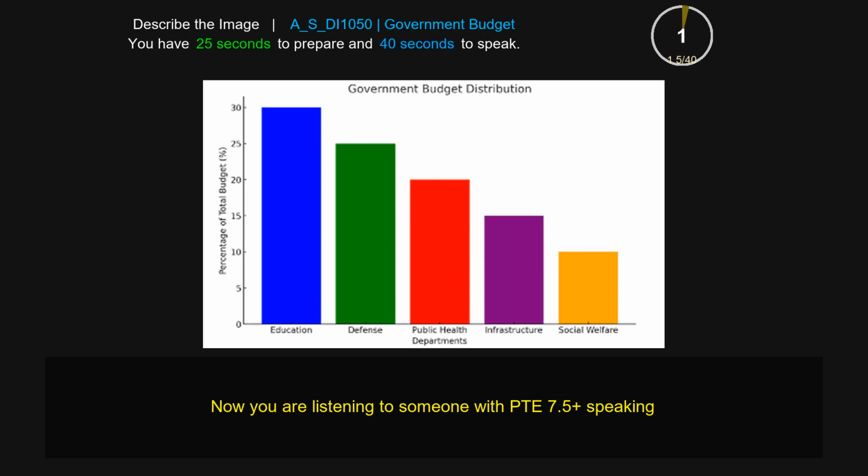This chart presents information about the government budget distribution. Among all, the highest significant value is education, which is 30%. On the other hand, the lowest element is social welfare, which is 10%. Additionally, it can be observed that defense and public health department are similar, 25% and 20% respectively. Among all, another element is infrastructure, which is 50%. Finally, the difference between components is evident and well defined.